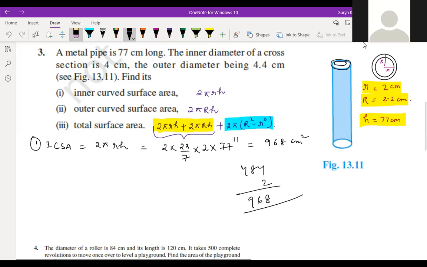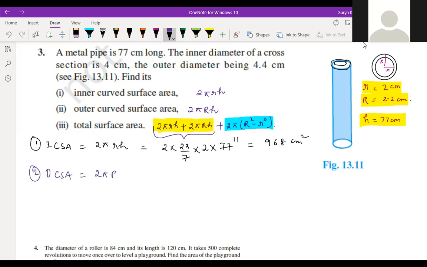Yeah, it's correct, children. So second part of it is outer curved surface area, outer CSA. Only you should change to capital R. So 2 into 22 by 7 into, you should write here 2.2 into 11. Sorry, 2.2 into 77 only. So 7 11s are 77, again you can do 11 2s are 22, 484. 484 into 2.